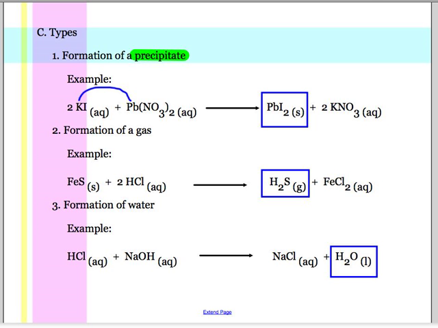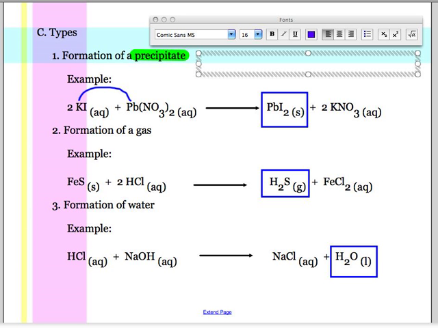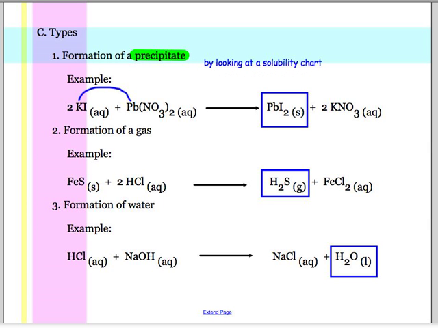And if you're forming a precipitate, you can actually figure out what the precipitate is by looking at a solubility chart. And that's actually covered in your book as well, so you should read that. You can actually tell which of these would be the solid and which of these wouldn't be.